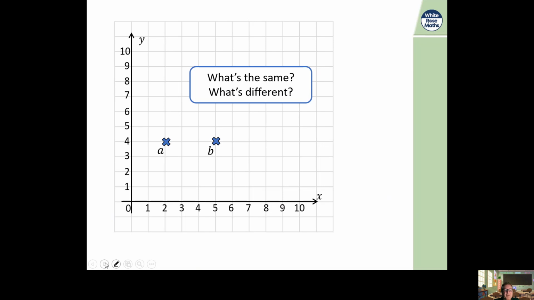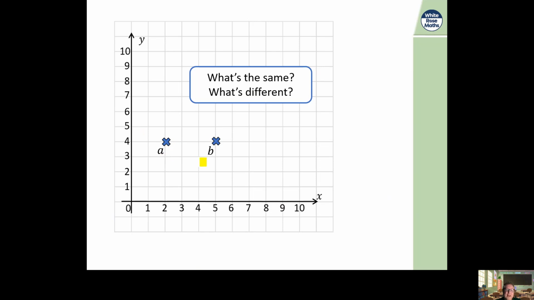So what's the same and what's the difference? Here we have point A, point B. What's the same? Are there any similarities on the x-axis? Any similarities on the y? What's different? Are the x and y axis different? How are you going to approach this?